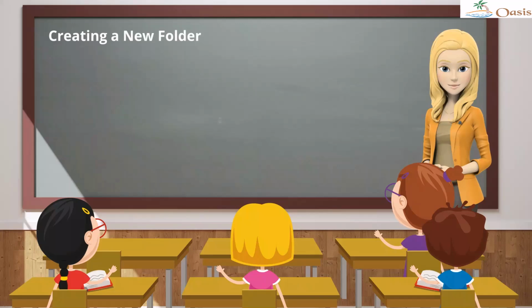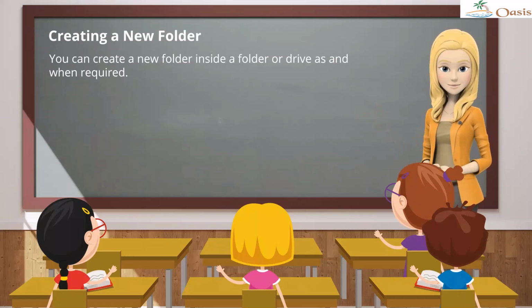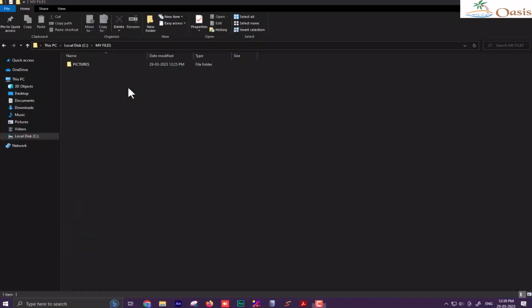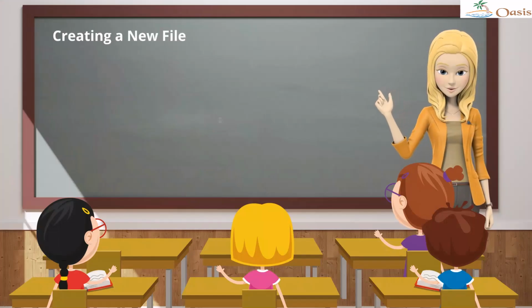Creating a new folder. You can create a new folder inside a folder or drive as and when required. To create a new folder, in the navigation pane, click the folder in which you want to create a new folder. On the Home tab, click the New Folder button in the New group. A folder appears in the Contents pane with a temporary name as New Folder. Type a name for the folder and press the Enter key. The folder is created.